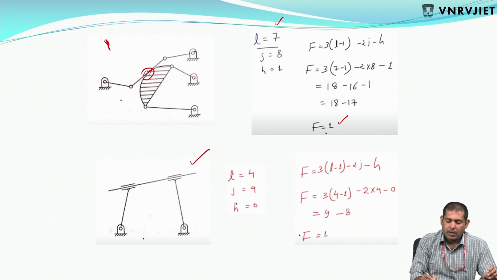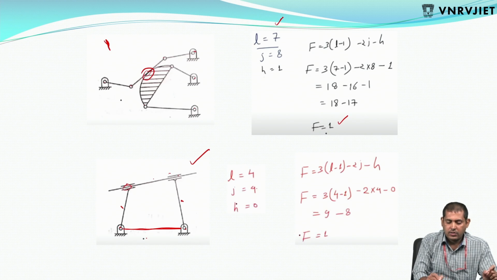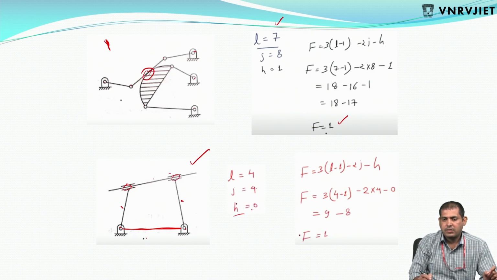Okay. For example, if you consider here, the number of links L is equal to 4. 1, 2, 3, 4. This is considered as 1 link. Joints 4: 1, 2, 3, 4. These are sliding joints. Okay, sliding, only 1 degree of freedom. H, higher pair, partially turning, partially sliding. No, it's only sliding, not turning. So H is equal to 0. Again, F is equal to 1.